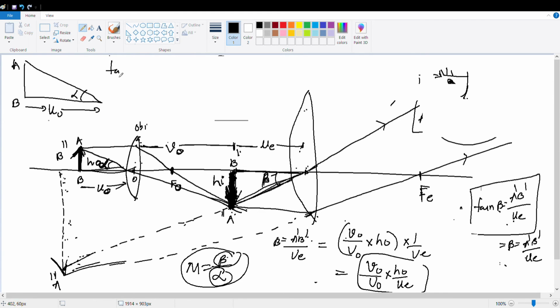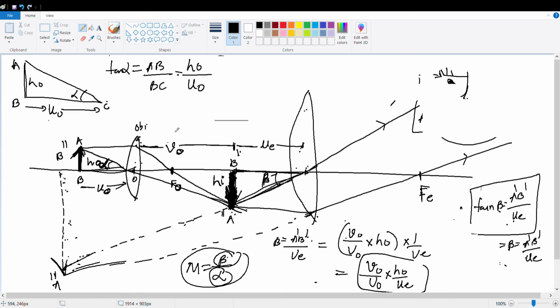Now what is tan alpha? Your tan alpha will be AB by BC. So what is AB? AB is nothing but HO, height of object. So HO by U naught. Yes or no?